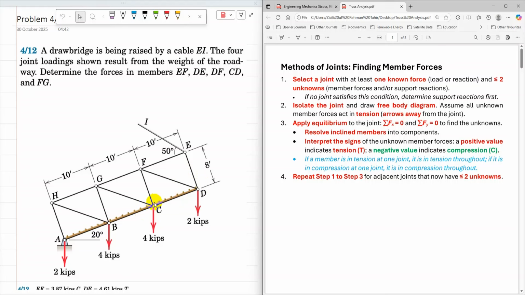At joint C, it is connected with four members. Joint B is also connected with four members, and joint A is connected with two members. But A is a pin support, so it will have two reactions. So no joint satisfies this condition, and we need to find the support reactions first.